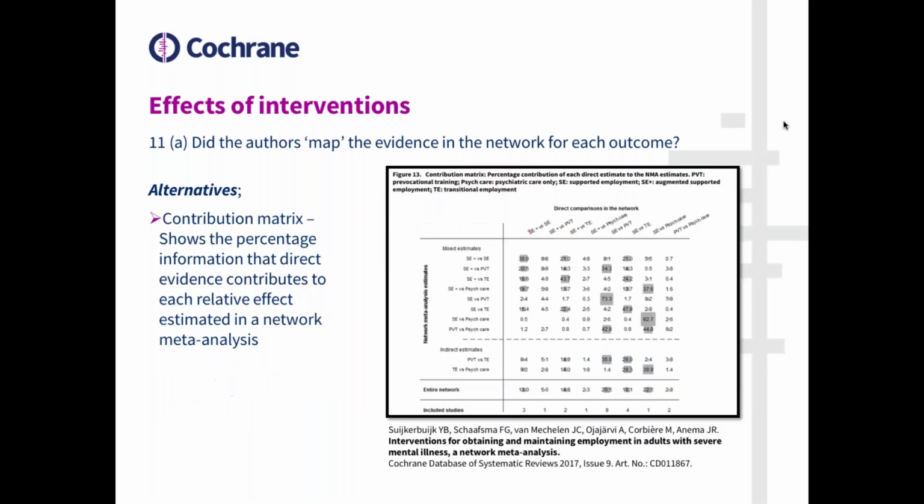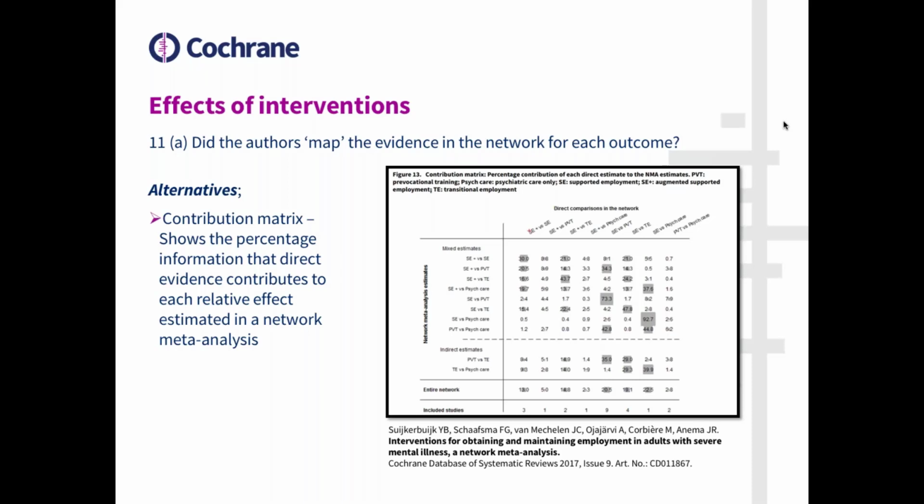And a third option that we see when people are trying to map the evidence is a contribution matrix. This would show the percentage of information that the direct evidence contributes to each relative effect estimated in the network meta-analysis. So in the example we see here, each of the columns is showing the direct comparison in the network, and each of the rows is showing the percentage each relative effect was estimated in the network meta-analysis. This would maybe be a preferred option if the review authors have also assessed the certainty of the evidence using the CINeMA technique by Salanti and colleagues. I'll touch on assessing the certainty a little bit later, but that's just an example of why a contribution matrix would be a helpful addition.